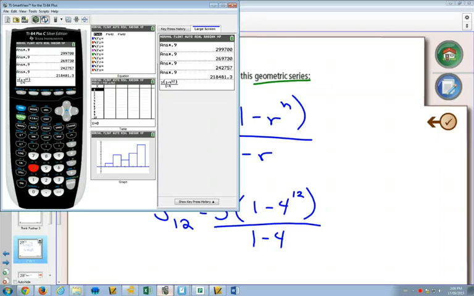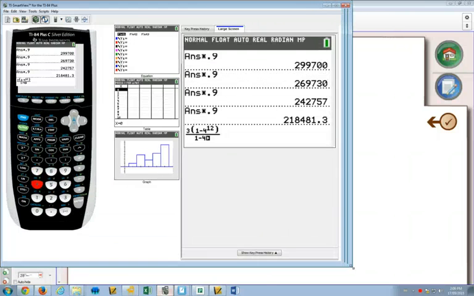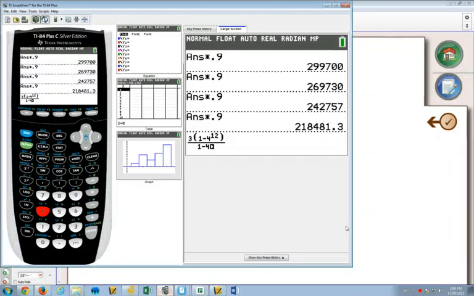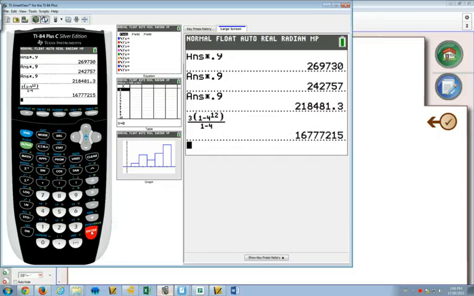Is that better to see? And then when you push enter, boom, there's your answer.